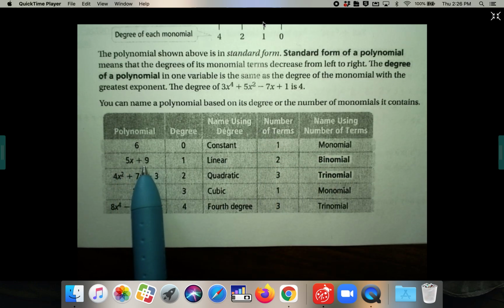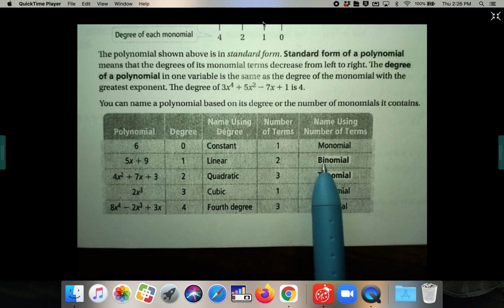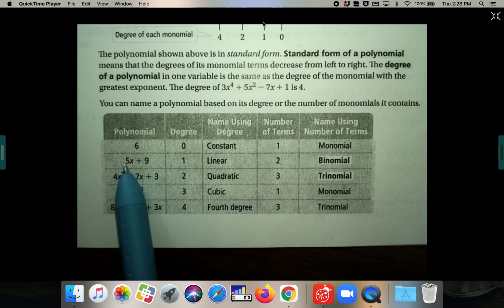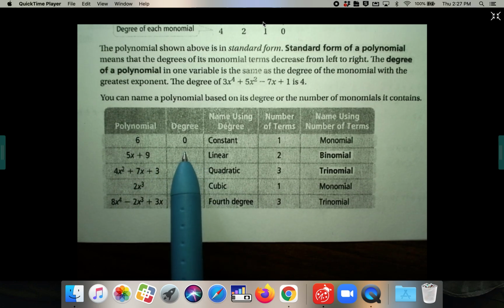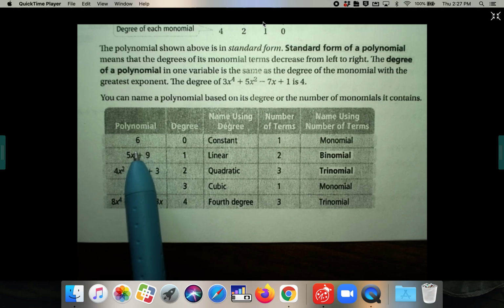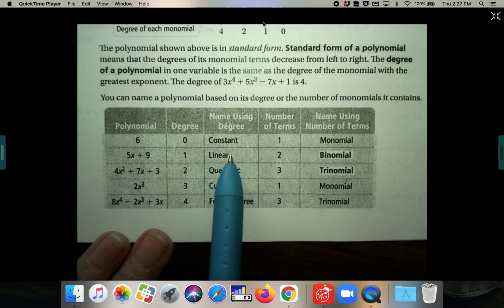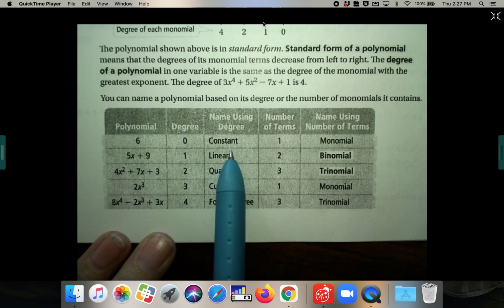5x plus 9 is a binomial. Think of things that start with the prefix bi, like bicycle. Those have 2 wheels. So the prefix bi means 2, and as you can see, we have a 5x and a 9, and they're being added together. They're separated by a plus sign, so that means there are 2 separate terms. So this is a monomial above it and a binomial right here. Okay, if it has a first degree, which again means an exponent has a degree of 1, that would be considered a linear. That's the name for it. It's a linear. If we were to draw this out on a graph, it would be a straight line.